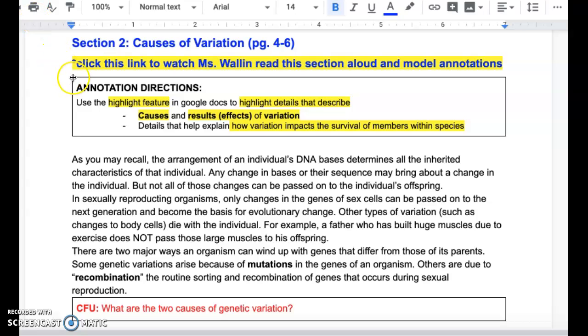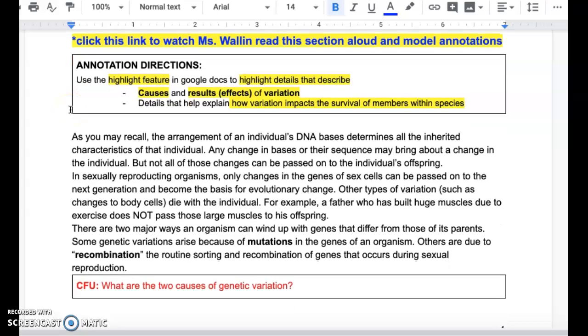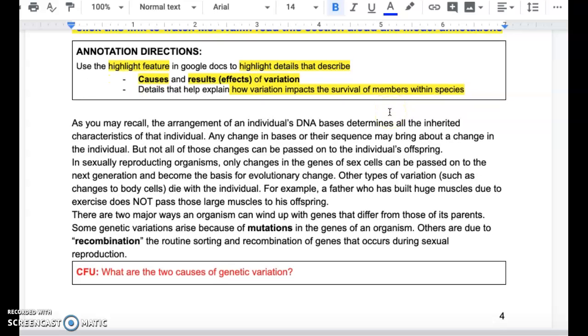Right, so this is section 2 of the week 6 text. It's on pages 4 to 6. As we read this section, you're going to highlight causes and results or effects of variation and details that help explain how variation impacts the survival of members within a species.